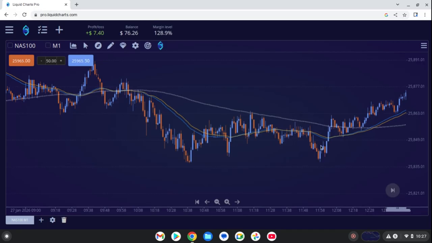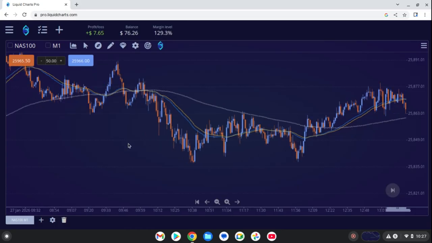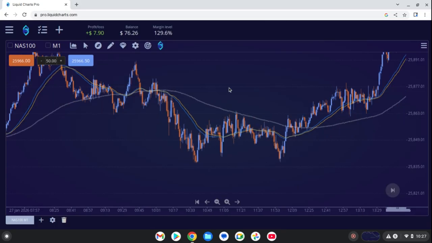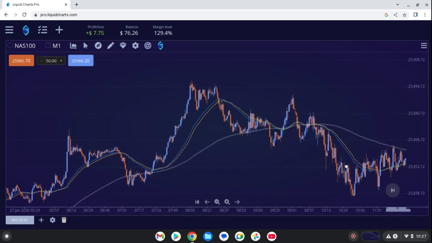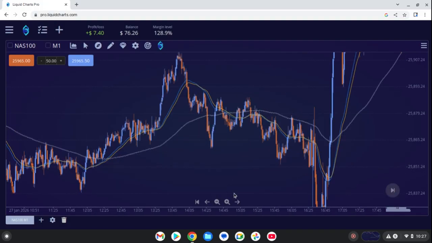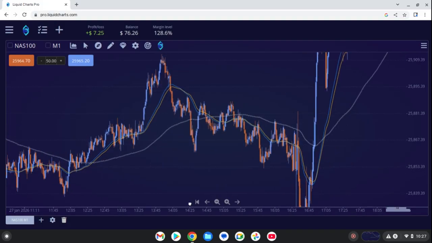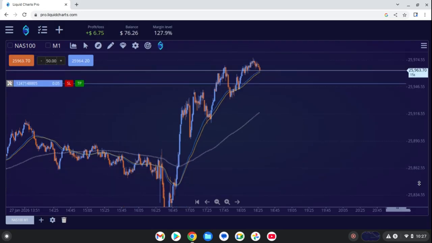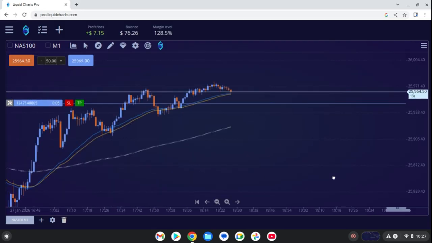Blue under orange, price goes down. Blue over orange, price goes up. Blue under orange, price goes down. So we're trading the overall direction that the trend is going. Blue under orange, price down. Blue over orange, price up. So again, we're just following the direction the trend is going. We're following live raw price action. We're following the direction the price is going.